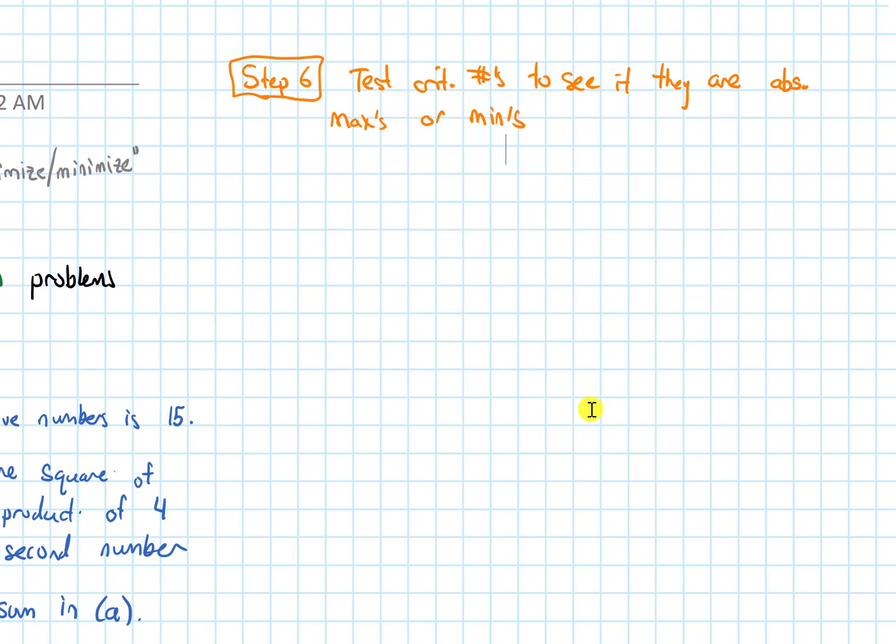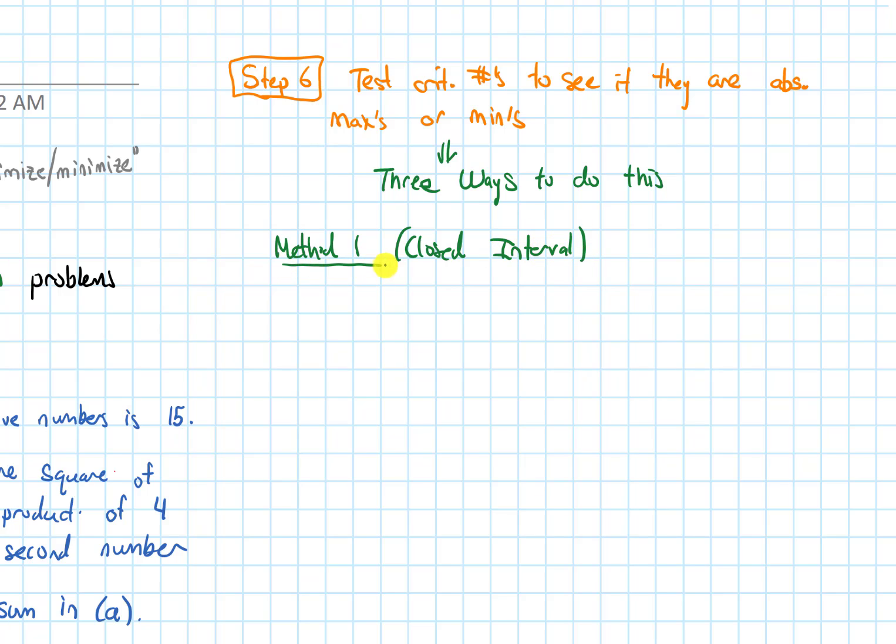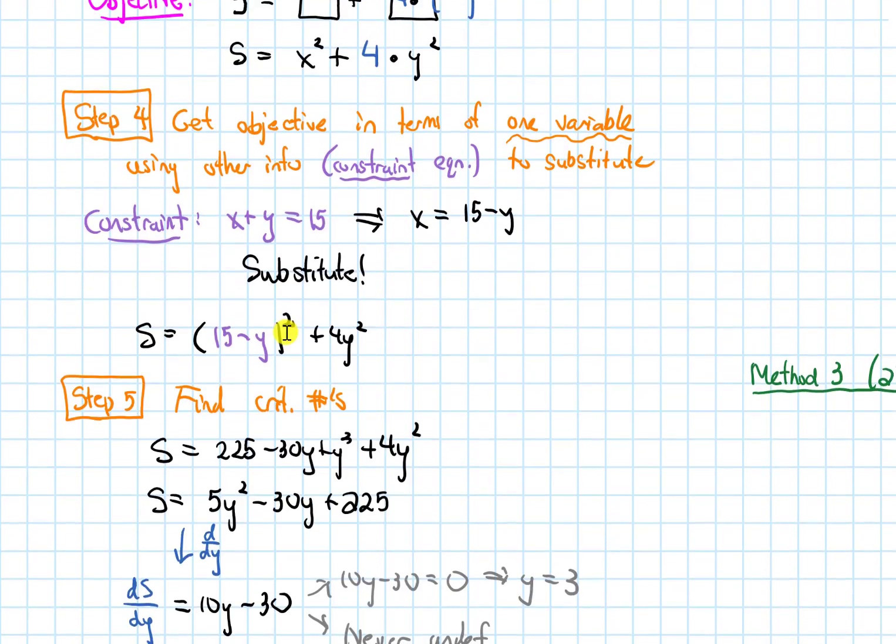So that'll be important. Okay, so how do we test our critical numbers? We actually know 3 ways, and I'm going to talk about all of them. All right, so method 1 is if we have a closed interval. If we have a closed interval, we have this method for testing for absolute maxes and mins on that closed interval. So in this case, we got our function completely in terms of the variable y.